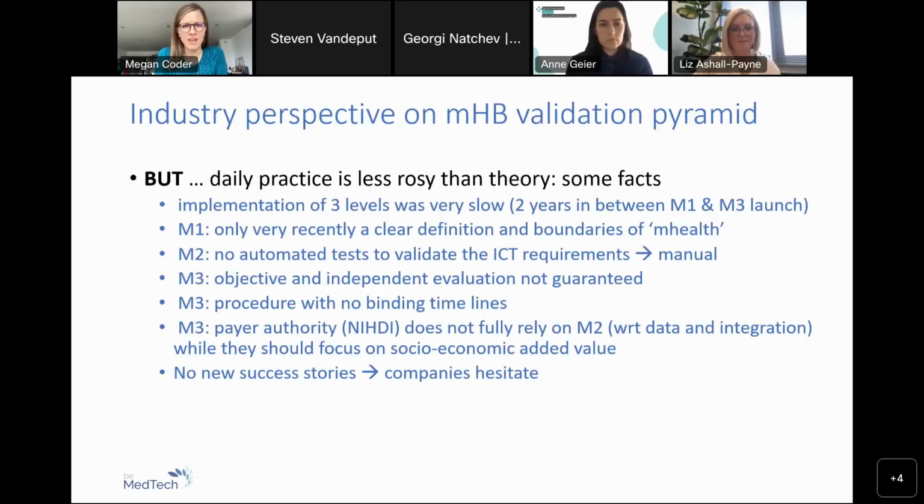I think these are the lessons learned from my point of view, looking with a critical eye at the framework we have in Belgium. And I think it's also a good starting point to dive further into the discussion later on.